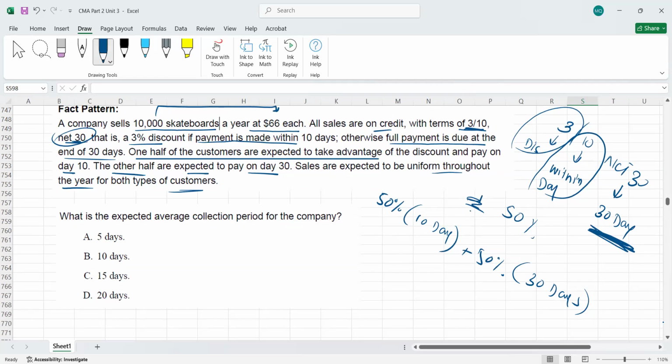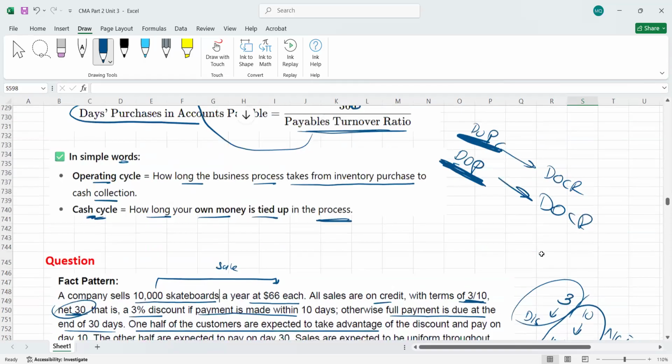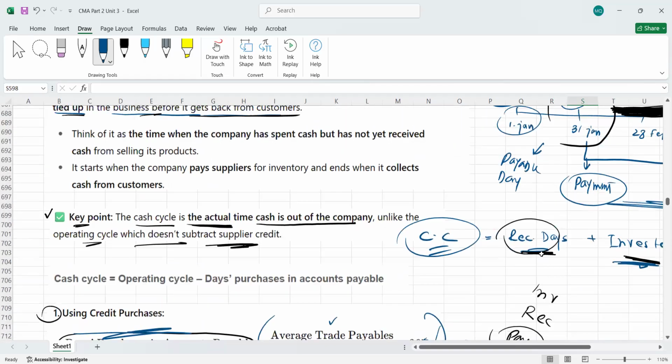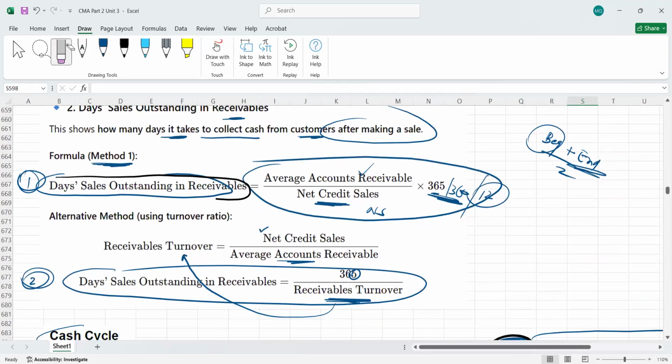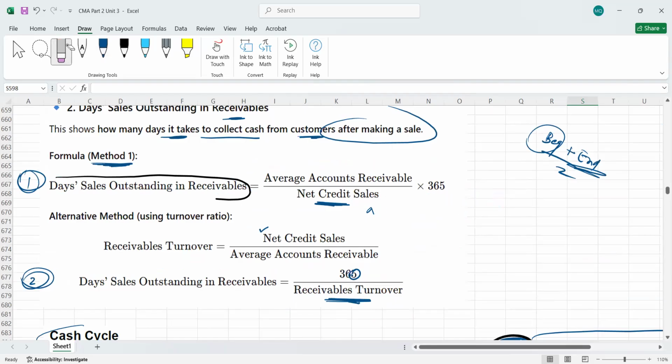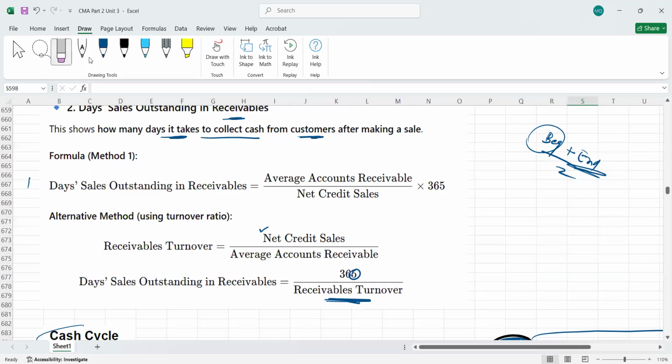Now the question is, what is the expected average collection period? So you have to calculate the average collection period. Now look here, guys. Just go back and find the receivables formula. Here is the receivables formula for the average collection period. These two formulas can be used to find the average collection period. Formula one is this one.